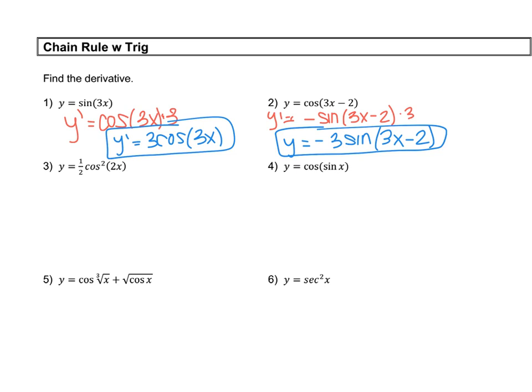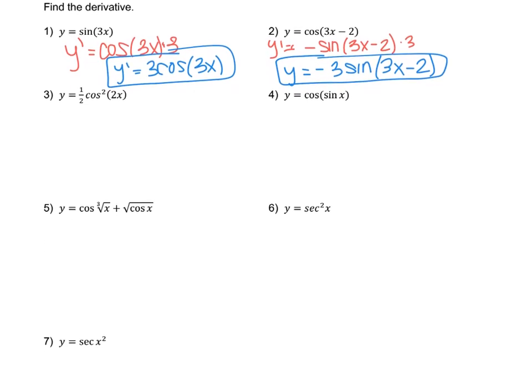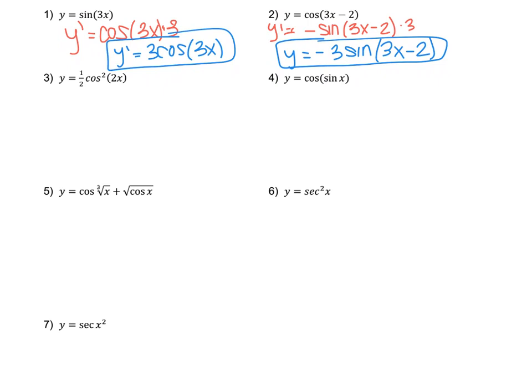So in this third example here, that is an example of a function within a function within a function. I'm going to rewrite it to help you see why that's 3 separate functions. This is 1/2, which is not a function of x, it's just a coefficient. So cosine squared of 2x is actually the cosine of 2x and then that whole thing squared.